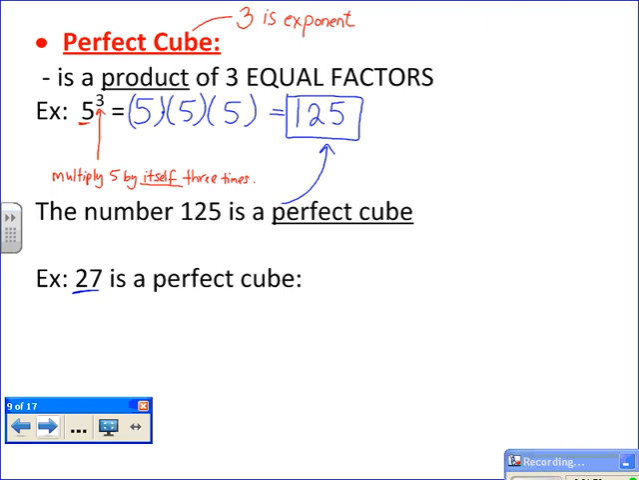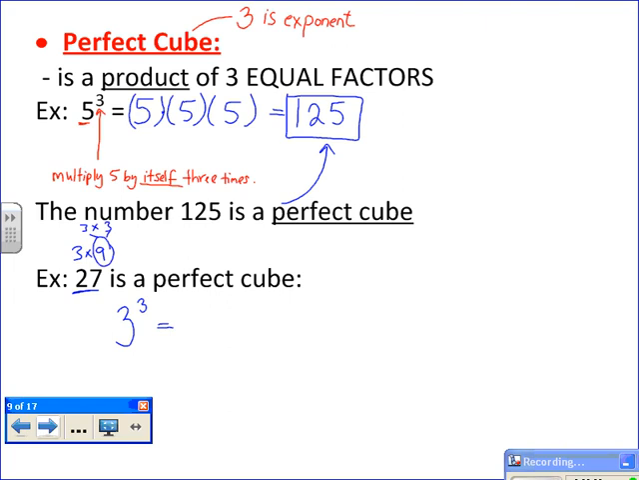Great. 27 is also a perfect cube. What numbers multiplied by themselves give me 27? Well, sometimes you recognize these right away. You might be more familiar with perfect squares than you are with perfect cubes, but we do want to start to recognize some of them, and the answer is 3. 3 multiplied by itself 3 times gives me 27. And you might have said, well, I know that 3 times 9 gives me 27, and 9 is a perfect square, right? 9 is 3 times 3.